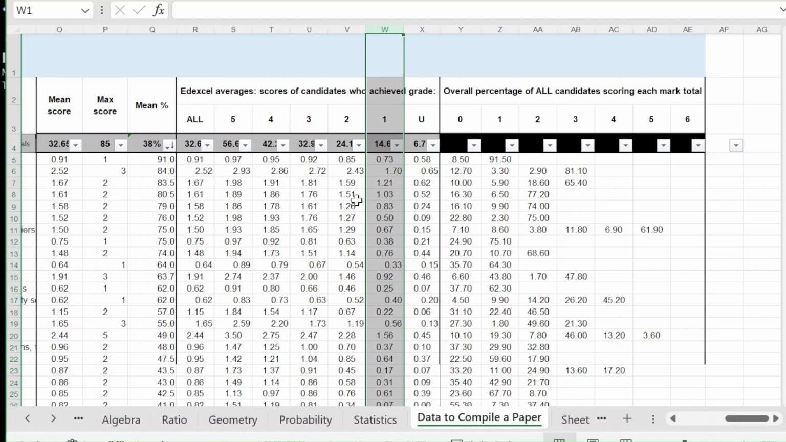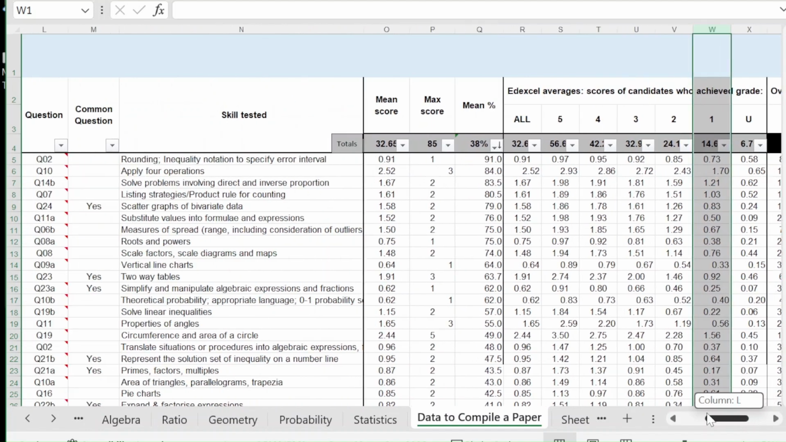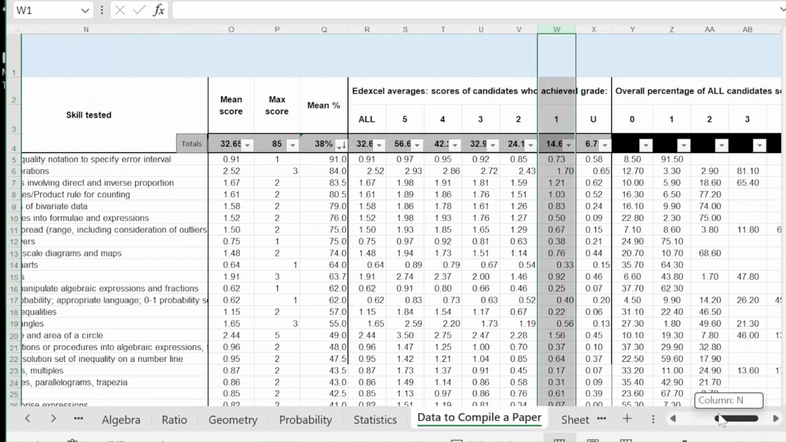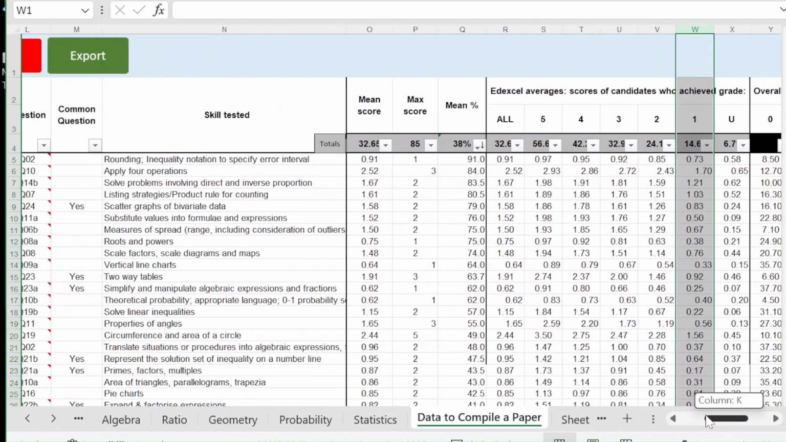It says roughly we needed 15 marks for grade 1, 24 marks for a 2, 32 for a 3, 42 for a 4, and 56 marks for a grade 5, which can be quite useful if you've been keeping track of your score. It's an indicator. I wouldn't take it as stone, but I think it's quite a nice indicator.